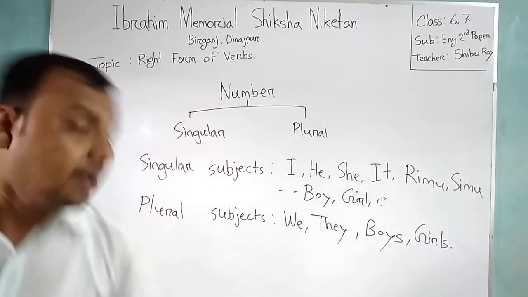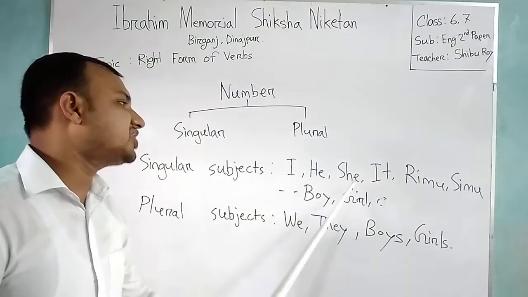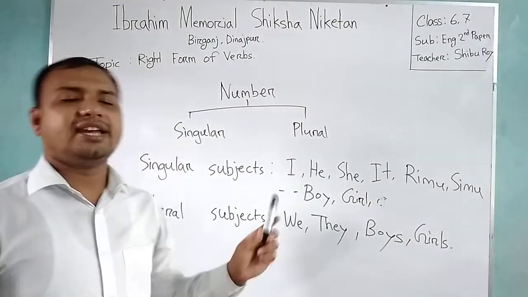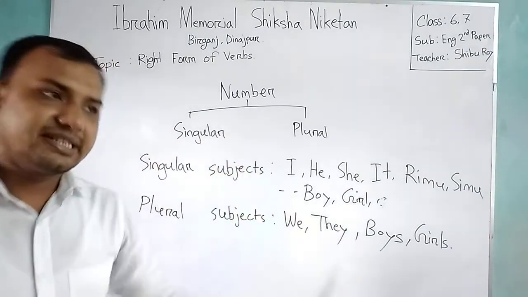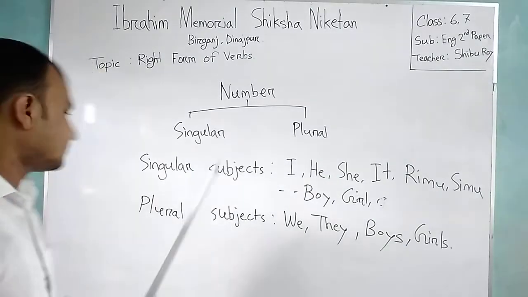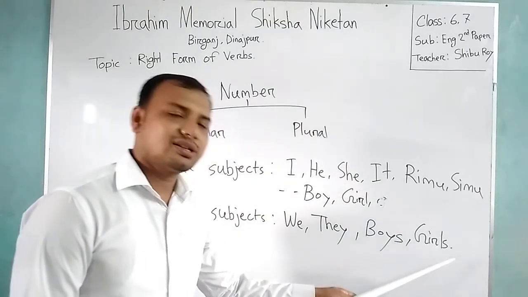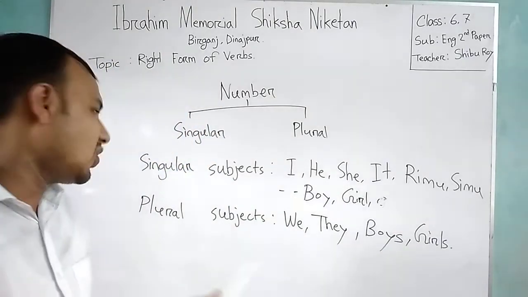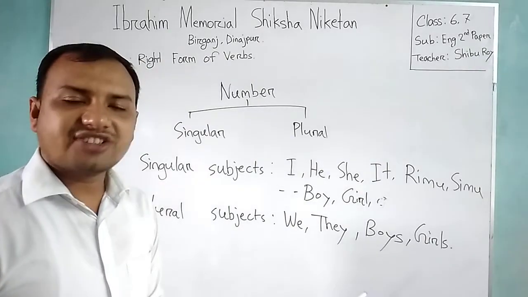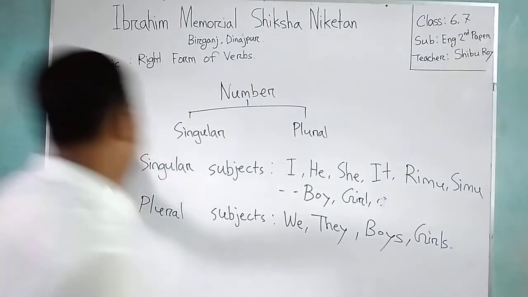You understand it? Look at the board: singular subjects are I, he, she, it, Rimu, Shimu, boy, girl. Any kind of single subject is a singular subject that describes only one person. And what are the plural subjects? We, they, boys, girls. That means more than one person. More than one person will be a plural subject. Hope you understand it. So go for the next one.